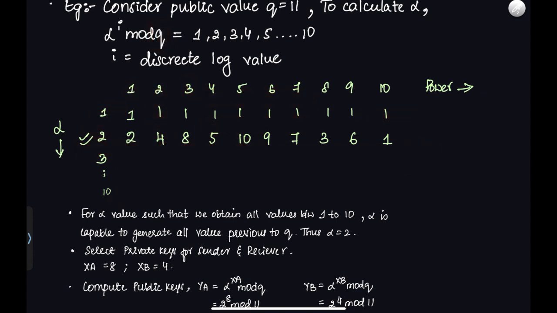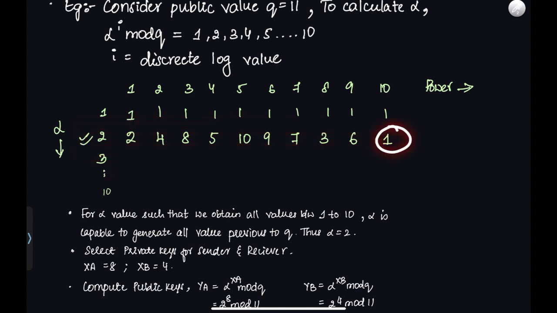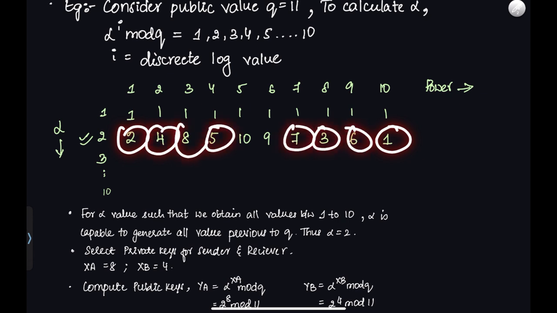But what happens is, once I start from 1, 2, 3, 4, 5, within these values only I'll get the primitive root alpha value. So if you check here, for alpha equal to 2, we are able to generate all the values from 1 to 10. Right. 1 is here, 2, 3, 4, 5, 6, 7, 8, 9, and 10.